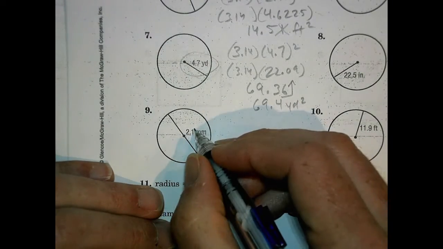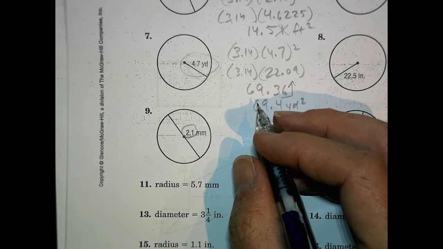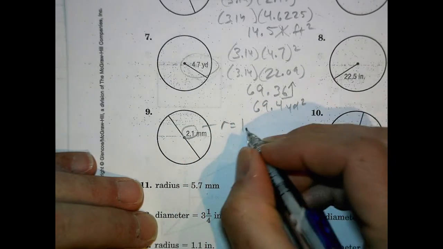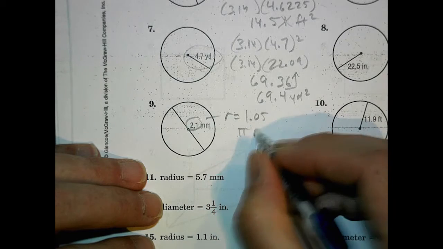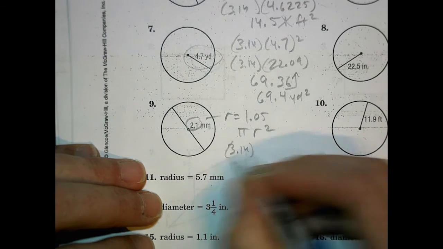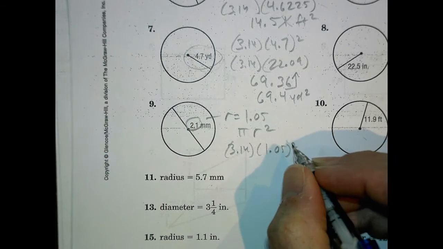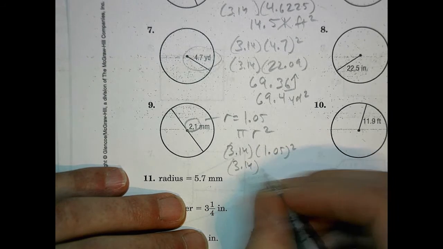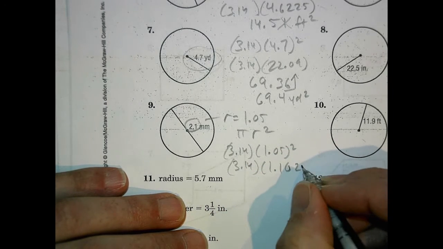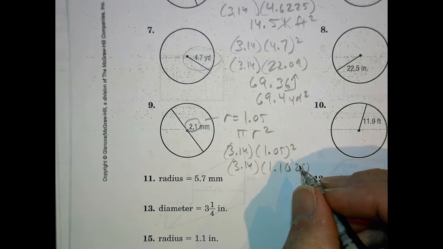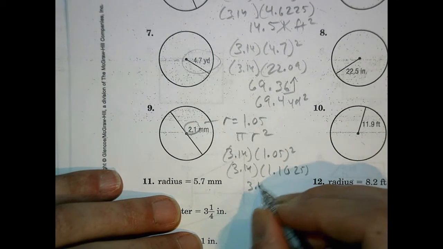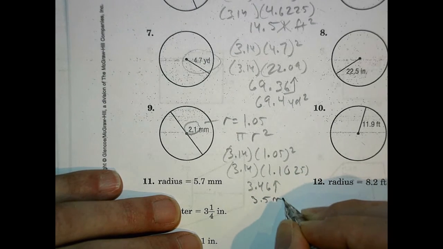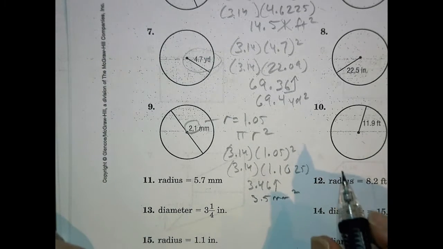Number 9, we have a diameter. So we want to chop that in half first of all. Okay, so we chop that in half, and that becomes a radius of 1.05. So we'll have pi r squared, 3.14 times 1.05 squared. So we do that real quick. So 3.14 times 1.1025 is 3.461. We're going to round that up. So 3.5 millimeters squared. And that's the idea right there.